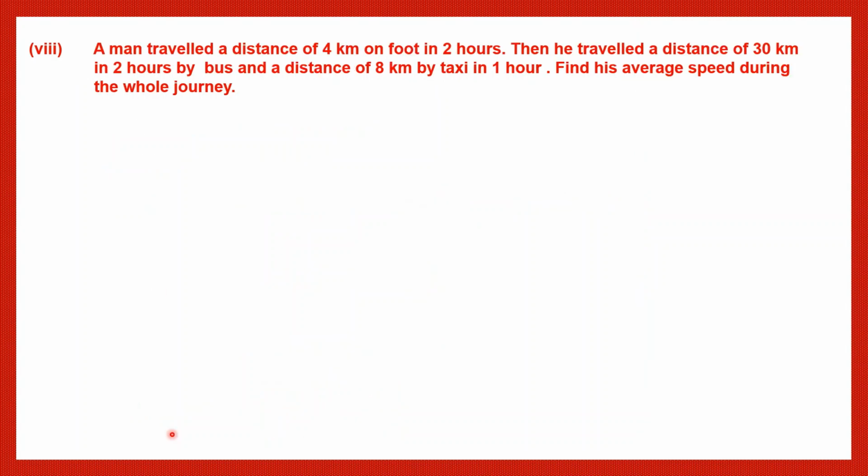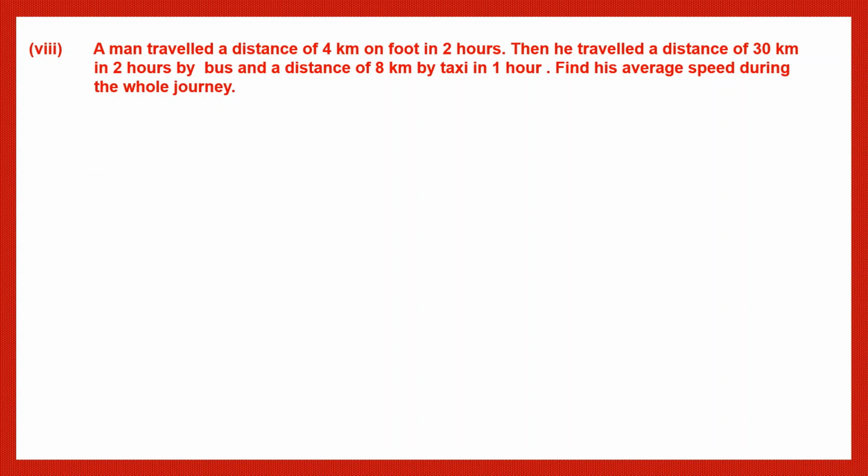Question 8. A man traveled a distance of 4 kilometers on foot in 2 hours. Then he traveled a distance of 30 kilometers in 2 hours by bus. And then a distance of 8 kilometers by taxi in 1 hour. Find his average speed during the whole journey.